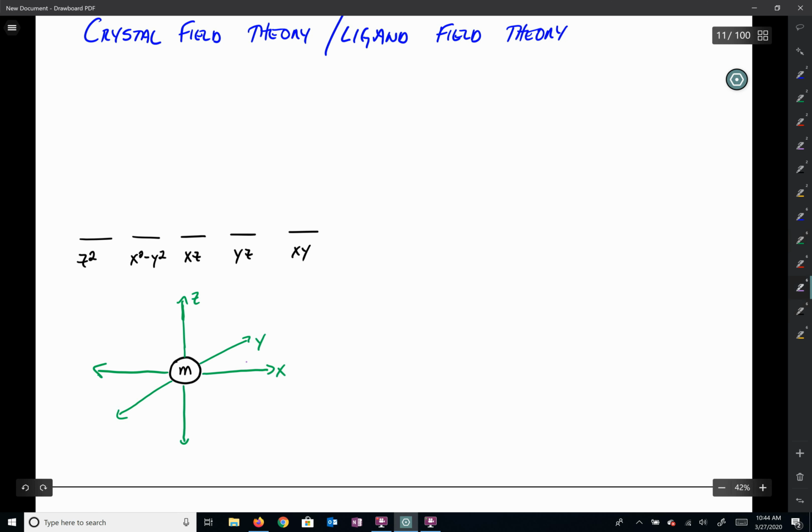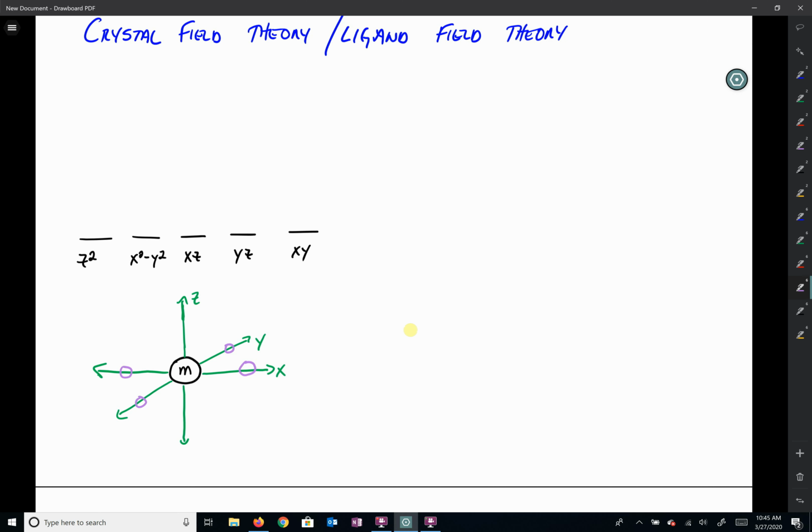So if I bring a generic ligand in on my XY plane on axis, if I bring a generic ligand set in on my XY plane on axis, it's going to start to interact with the orbitals that exist on the XY plane for the metals.